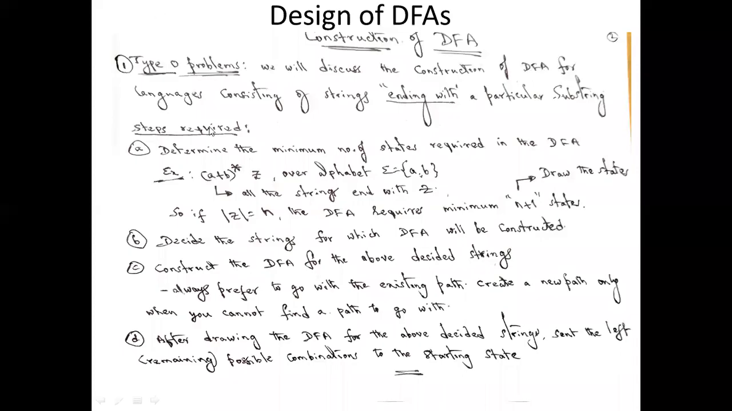My class. In this video, I'm going to explain design of DFA. In the last video, I explained what is DFA and how we can represent DFA. I explained the transition diagram and transition table. Those two are used for representing DFA.